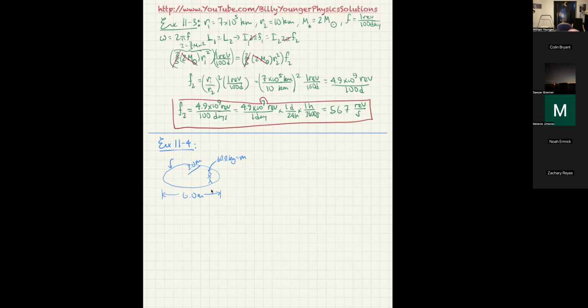This disc, on the other hand, has a moment of inertia equal to 1,800 kilograms meters squared. And the person is going to run at v equals 4.2 meters per second. And the disk, of course, is going to rotate the opposite way, and we want to know what that angular speed is. I think I have all the information. 60 kilograms, 6 meters. Yeah, we're good to go.